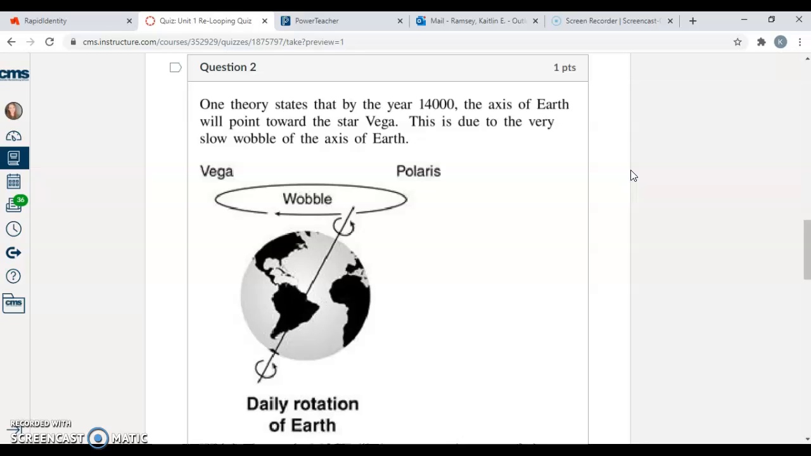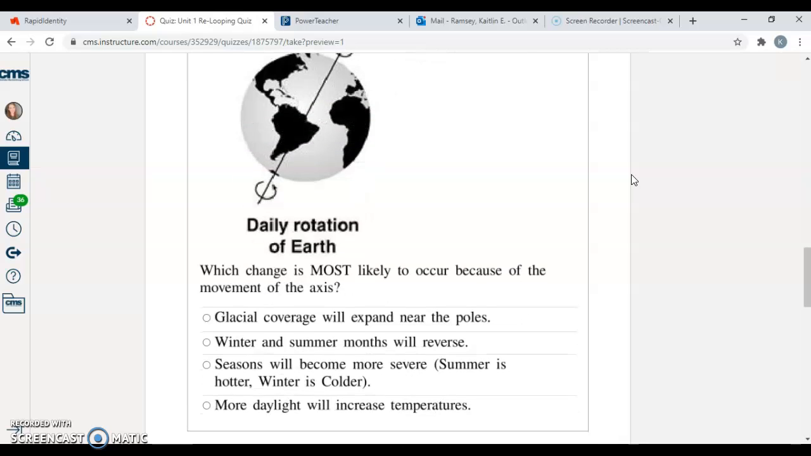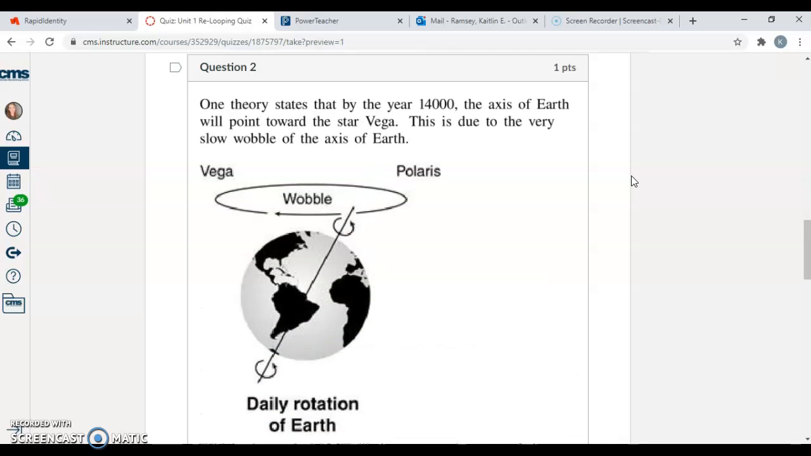All right, question 2 says, one theory states that by the year 14,000, the axis of Earth will point toward the star Vega. This is due to the very slow wobble of the axis of Earth. Which change is most likely to occur because of the movement of this axis? Okay, well, this is telling us that our Earth is going to be pointing towards a new star. And this is because the Earth is slightly wobbling. So remember the movement of the axis.